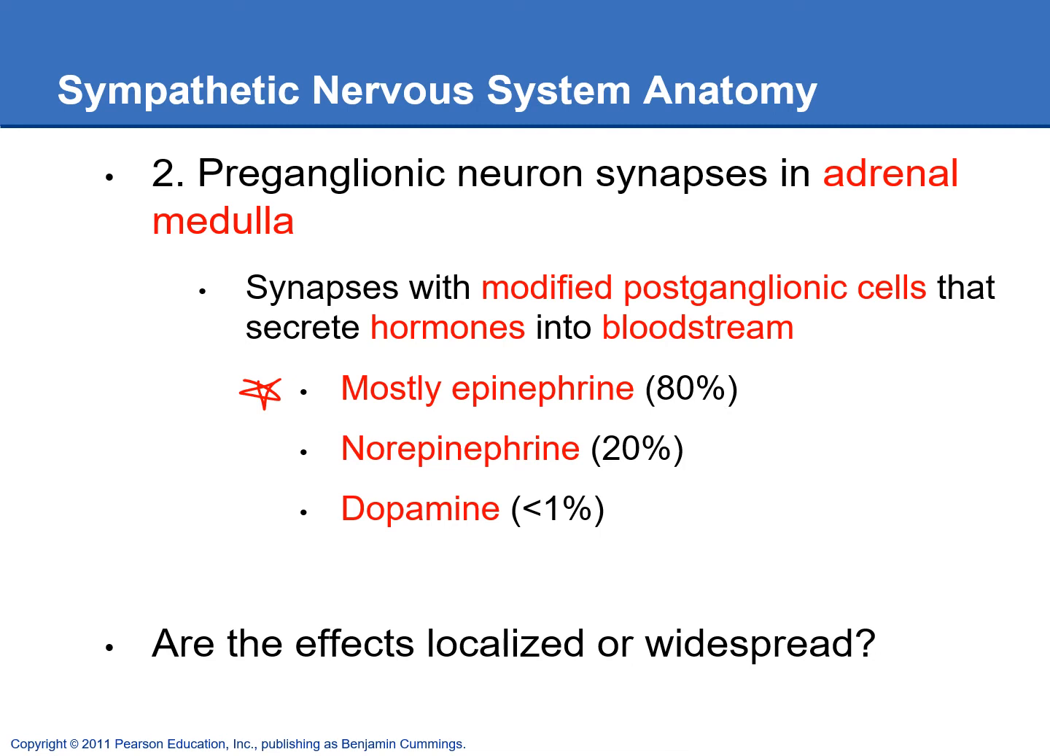And so are these going to have localized or widespread effects? So hopefully you said that these effects of these hormones being released from the adrenal medulla are going to be widespread, because the blood is going to take these hormones all over the body. And that's another reason why the sympathetic nervous system has such widespread effects, is because these hormones are released from the adrenal medulla, so they go all over the body.